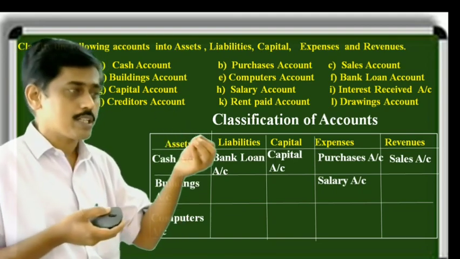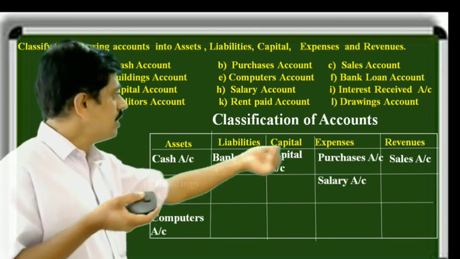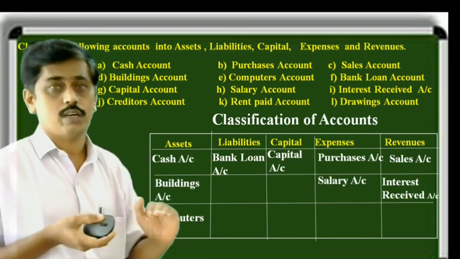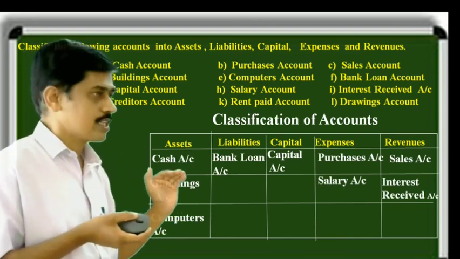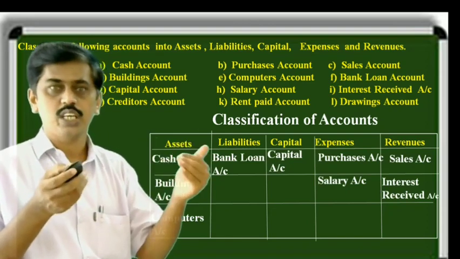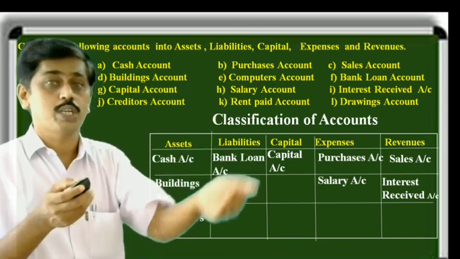It is an income to the business, so it comes under the head revenues account. Interest received is revenues account. Then creditors account. Creditors, we have already seen the meaning of the creditor. Creditor is a person to whom the business owes money.